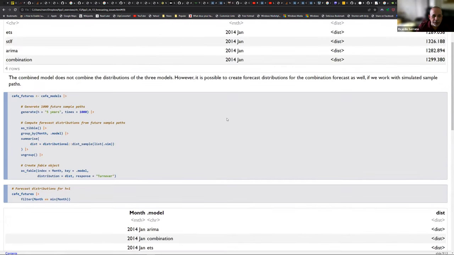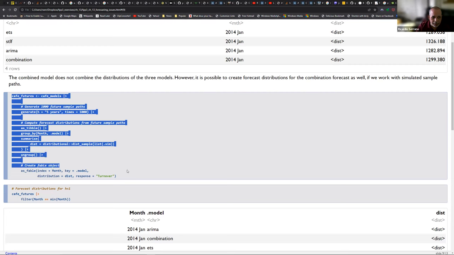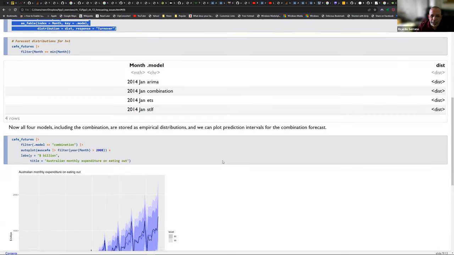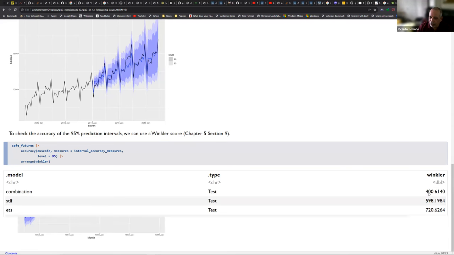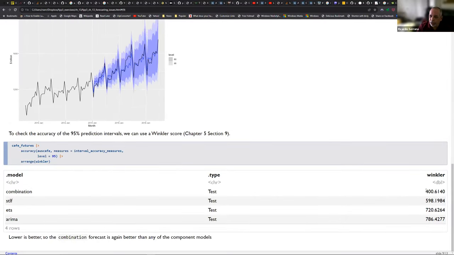One thing that the authors tell us is that for a combined model for the distributions, there is no particular function yet in one of the packages to get this. You have to do it kind of manually here. But they did it with this script. We get the combined distribution, and then we apply this Winkler score, which in chapter 5 we discussed, it was one of the metrics for trying to assess distribution forecasts. And in this case, the combination also is the winner with the least score compared with the individual algorithms.